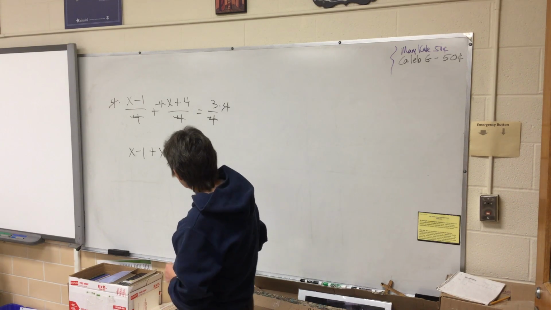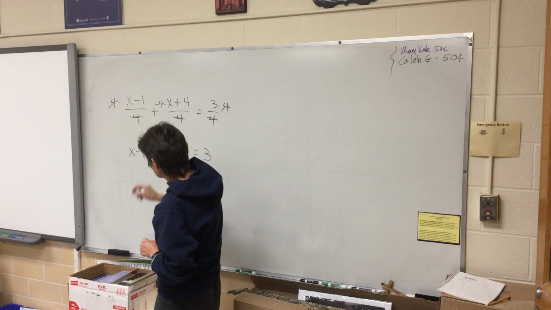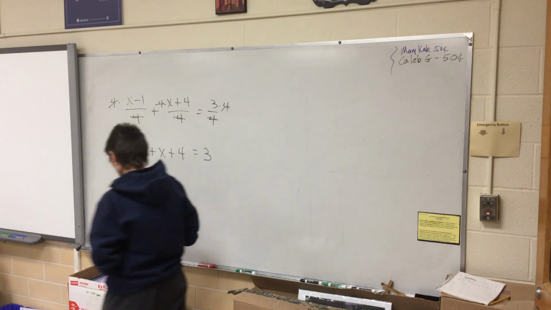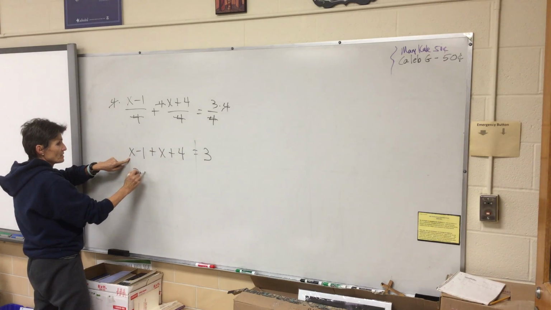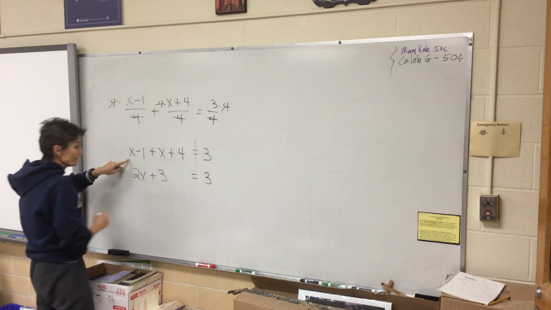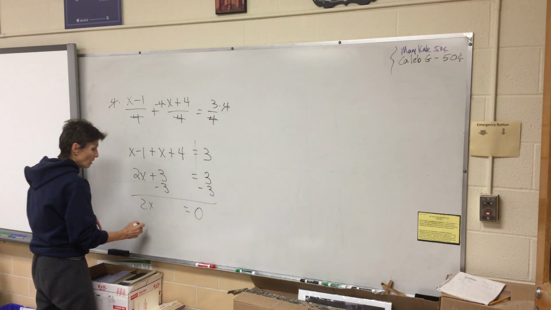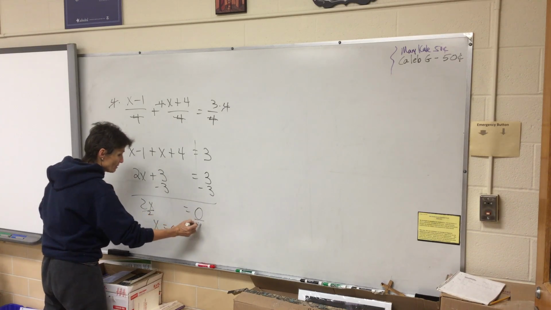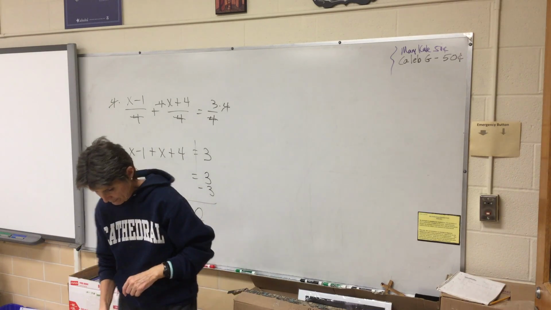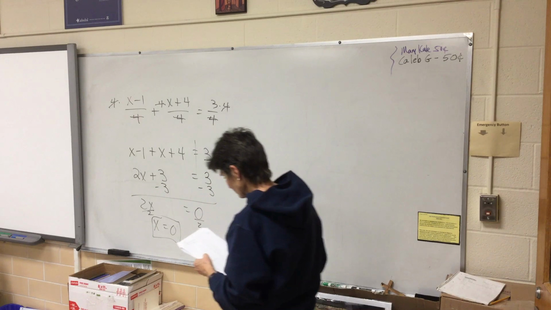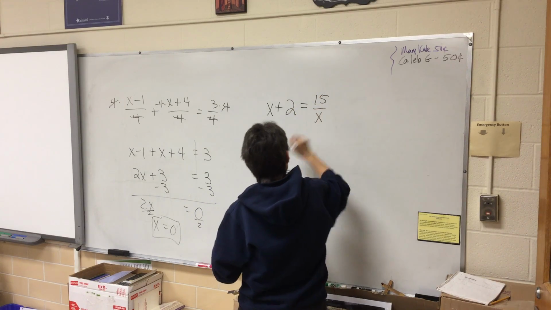Now, what do we do? Combine like terms, exactly. So think of Mrs. Fields' line here. All of these are just going to get added up. So this is going to be 2x plus 3 equals 3. Now we'll subtract 3. So 2x equals 0. And 0 divided by anything is 0. So the answer to the problem is 0. That was pretty easy.